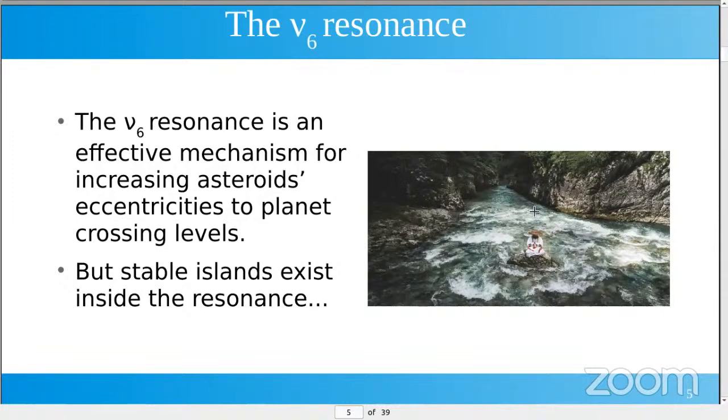But inside the nu-6 resonance, there is a stable island of orbits. So there is a population of stable objects inside this very powerful resonance. You can imagine these kinds of orbits like a population of small bodies inside a very rapidly flowing river, like the images that we are showing here.